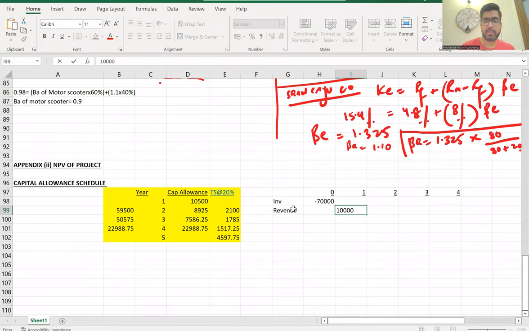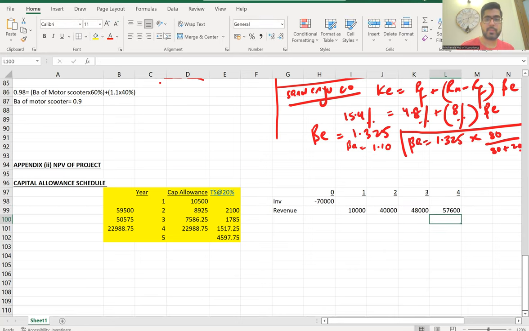So 10 million, 10,000 in year one, 40 million, 40,000 year two, and then 20% in each of the last 2 years. So 40,000 increasing by 20%: 48,000, and this also increasing by 20%: 57,600. Okay, these are the informations regarding revenue. After the information of revenue, we go on to cost.